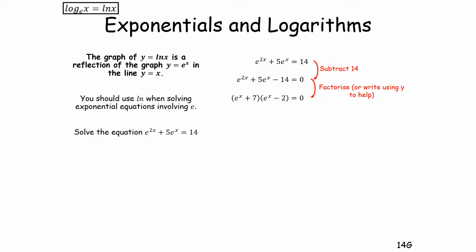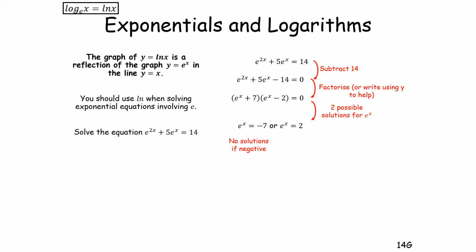If you had x squared plus 5x minus 14, you would take the x here. So in this case, you're just taking e to the x. If you find this idea difficult, you could always write it using y equal to e to the x, and y squared would equal e to the 2x. So now we've got two possible solutions for e to the x. e to the x equals minus 7 or e to the x equals 2.